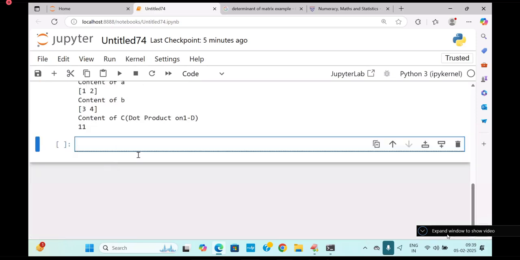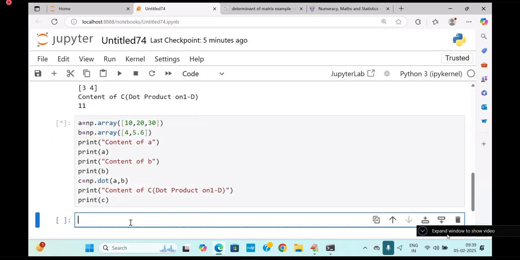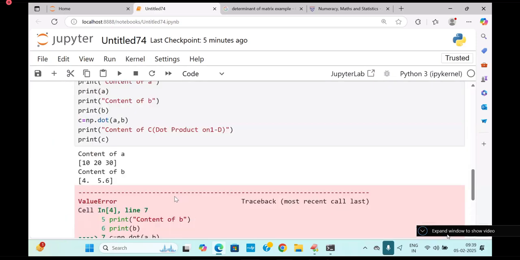Take this example. Here I am taking 10, 20, and here I will take 10, 20, and 30 also. Here I will take 4 comma 5 comma 6. How is it done? Come on, answer. So the answer is going to be called what here?